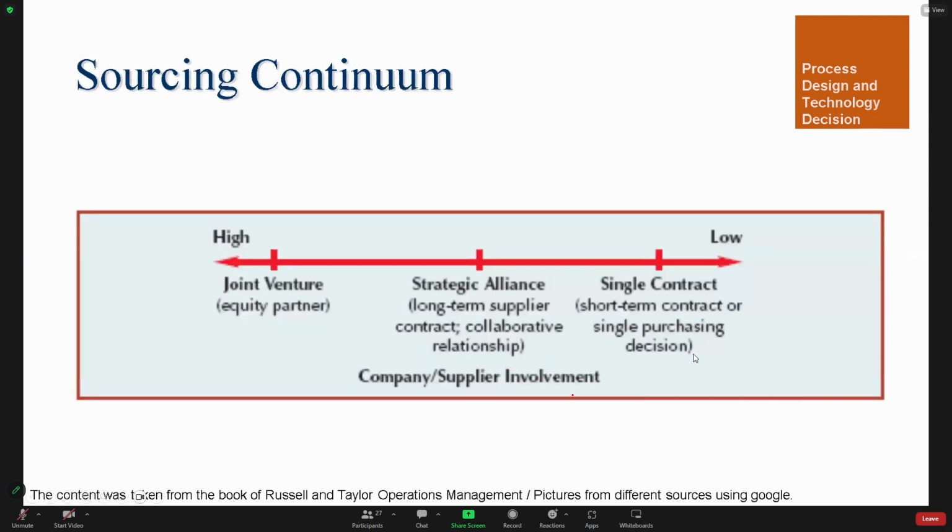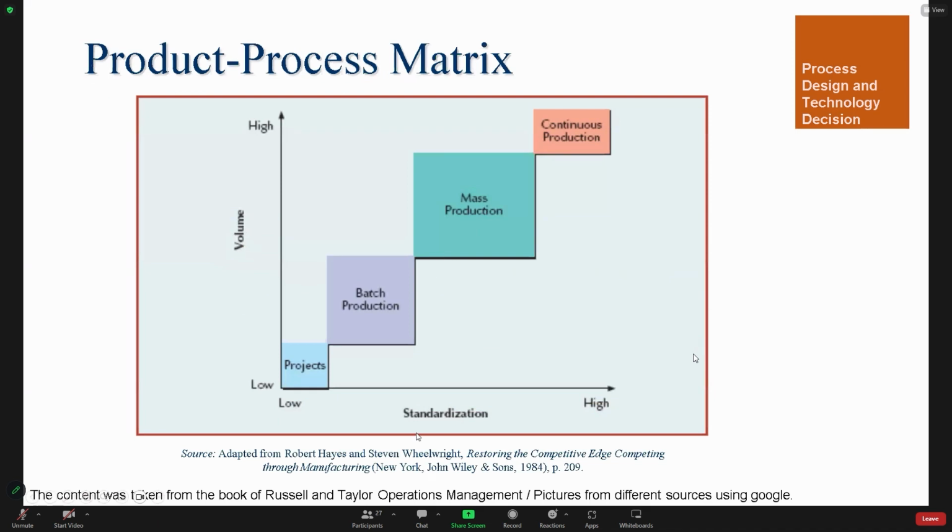Okay. So, in looking at the company and supplier involvement, when you have only a single contract with your supplier, oh, bigyan mo lang ako nito for 1 year, that's low involvement of supplier and the company. If there's a long term, that's a strategic alliance. Pero if there is a high involvement, meaning nakikialam na siya sa operations, because there is what? A joint venture. They are what? Your equity partner. Isa siyang part owner ng company.